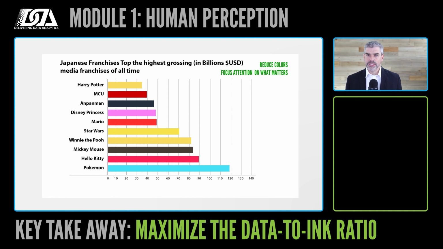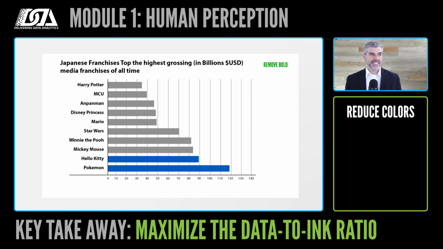Now what we're going to do here is interesting, because we're going to reduce the use of color. But in doing so, we're going to gain something. We're going to gain the ability to draw attention. Now look at this. The visual is very closely aligned to the title. We are drawing the user's attention to Hello Kitty and Pokemon. They're obviously the two Japanese franchises that are topping this chart, right?